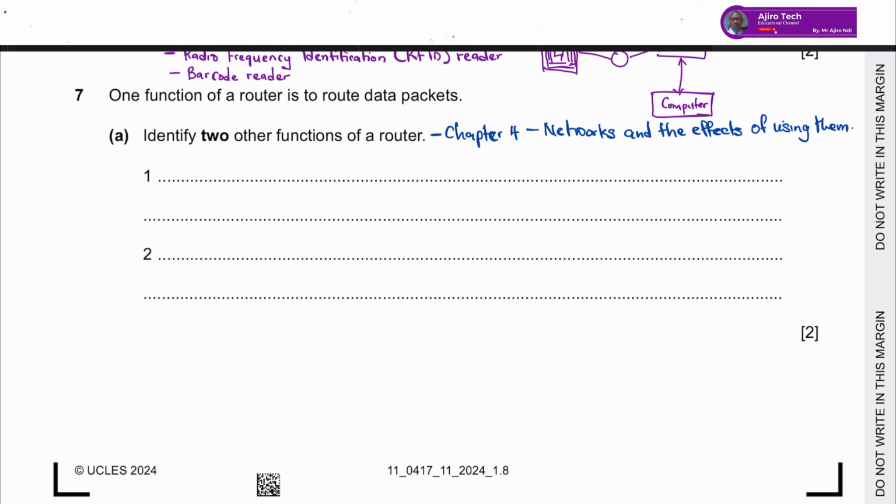Question 7: One function of a router is to route data packets. Identify two other functions of a router. When we talk about what a router is, it is important for us to understand that what a router does, as much as possible, is to route data packets from one network to another based on an IP address.